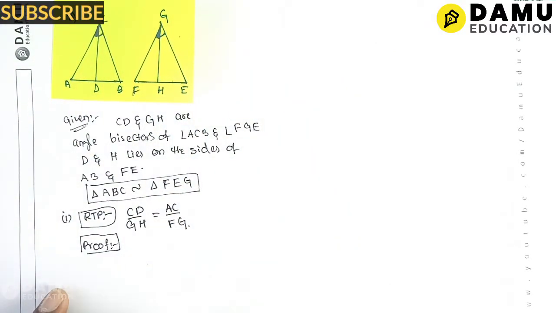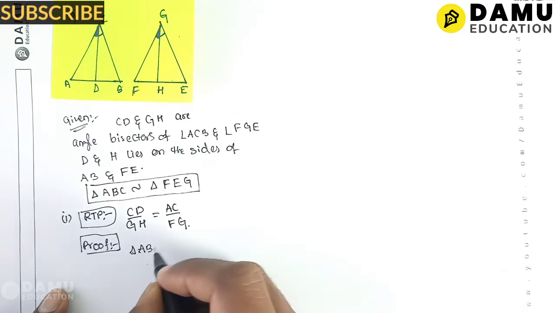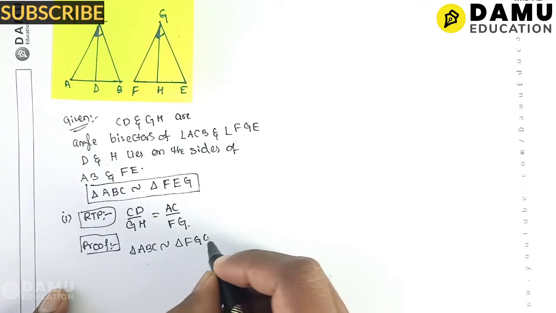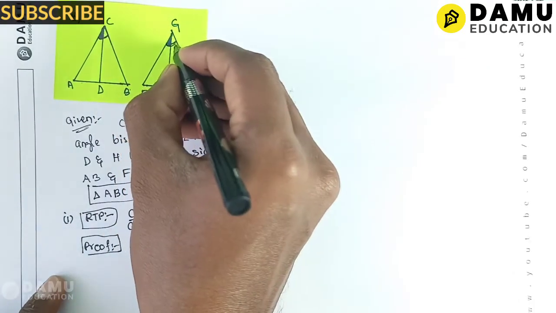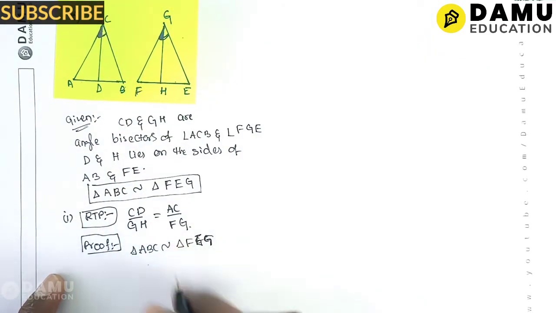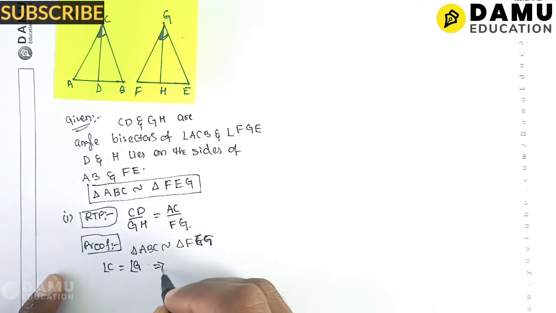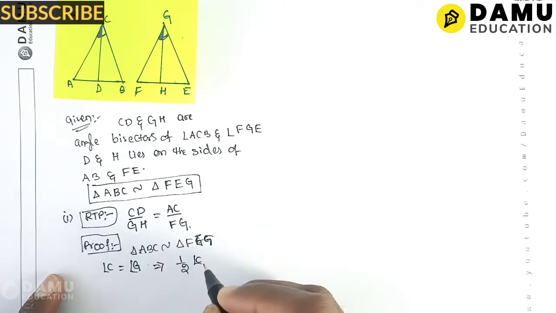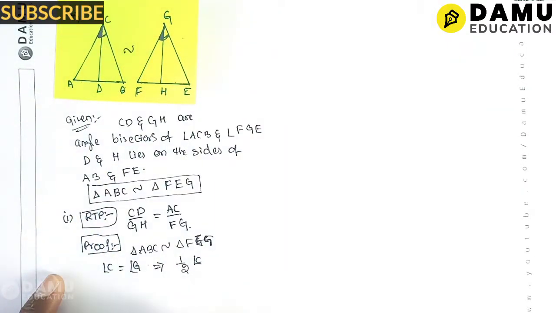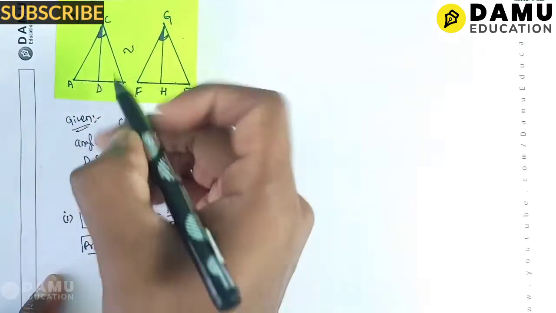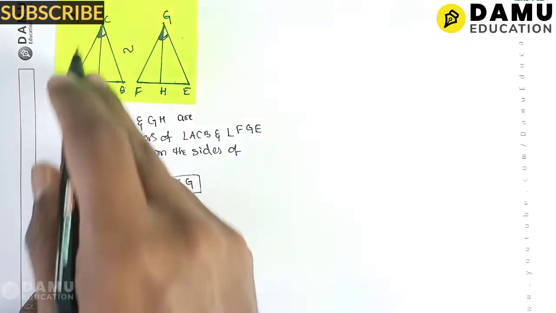So first, let's take it. Here it is given that triangle ABC is similar to triangle FEG. Based on this similarity criterion, corresponding angles in the given similar triangles are equal. So angle C will be equal to angle G. So half of angle C will be equal to half of angle G.